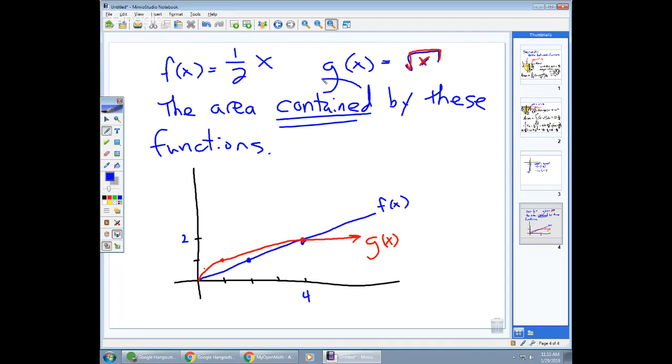So contained. There's area in here between, but since both of these go off to infinity, there's no containment. They spread forever. So as far as the area contained, that is only this sliver right there. That's the area contained.